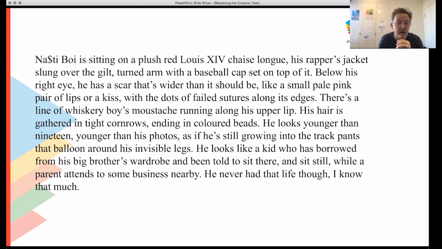He looks younger than 19, younger than his photos, as if he's still growing into the track pants that balloon around his invisible legs. He looks like a kid who was borrowed from his big brother's wardrobe and been told to sit there and sit still while a parent attends to some business nearby. He never had that life though. I know that much.